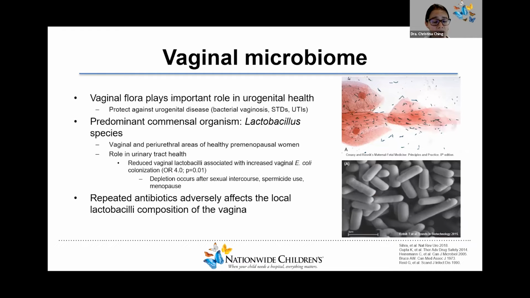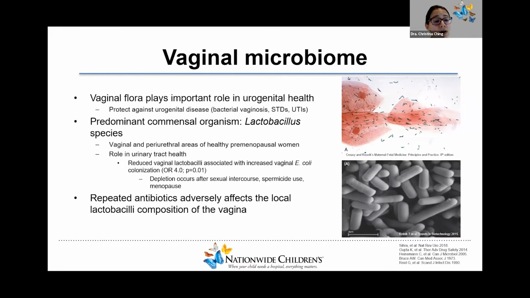Dr. Vasquez mentioned the vaginal flora, and we know this plays an important role in urogenital health. The predominant commensal organism is Lactobacillus species. And these species of bacteria can be found in the vaginal and periurethral areas of healthy premenopausal women and play a key role in urinary tract health. Reductions in vaginal lactobacilli is associated with increased vaginal E. coli in adult women, with depletion occurring after sexual intercourse, spermicide use, and menopause. Interestingly, all known risk factors for infections.